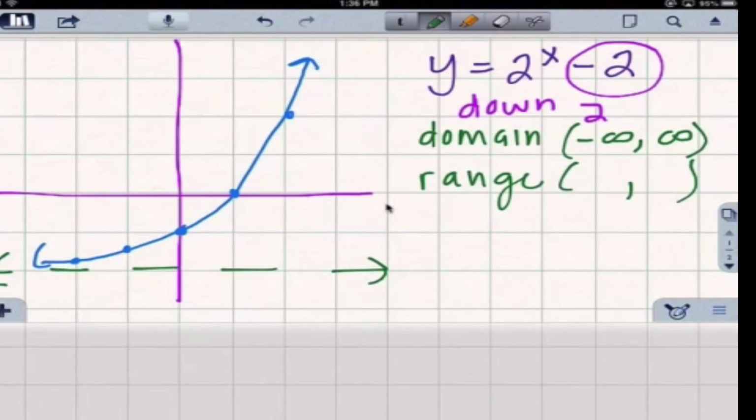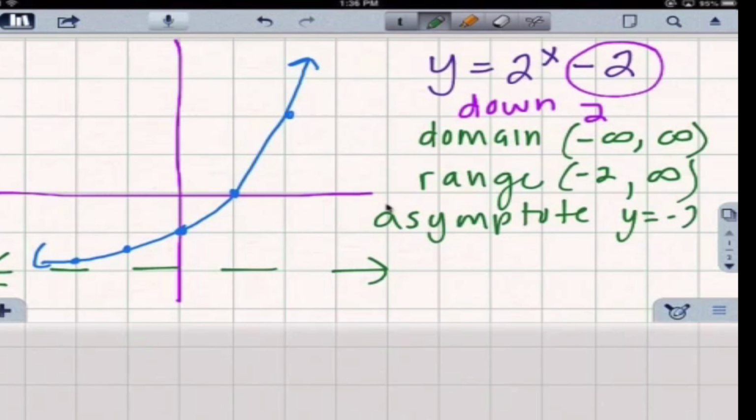So since that looks like y equals -2, our range is from -2 to infinity. Our asymptote is at y equals -2, and our y-intercept is at (0, -1). Notice my asymptote and my y-intercept were both 2 down from what our original graph looked like. So that's going to be the first part of the test.